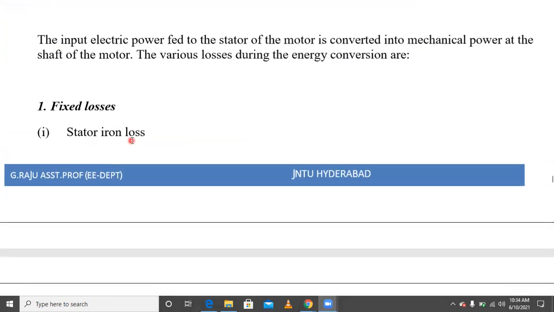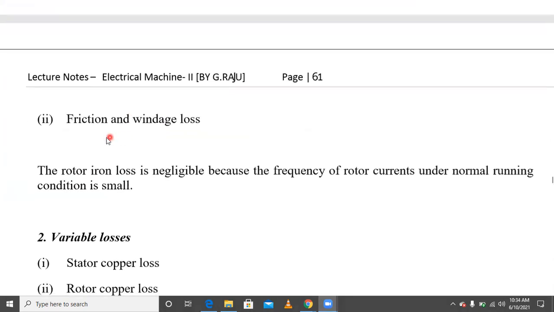Stator iron losses take place in the stator core of the induction machine. And friction and windage losses. The rotor iron losses are negligible, because the frequency of the rotor current under normal operating conditions is small.